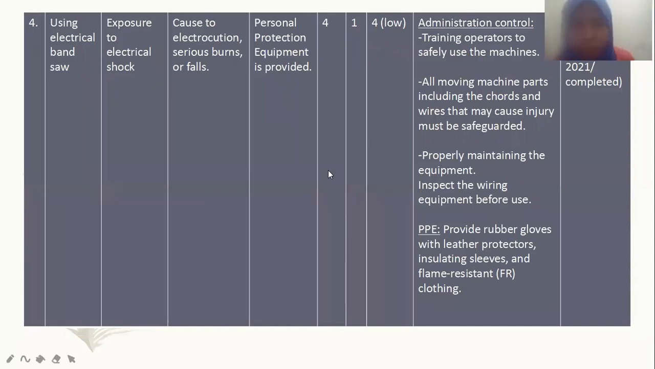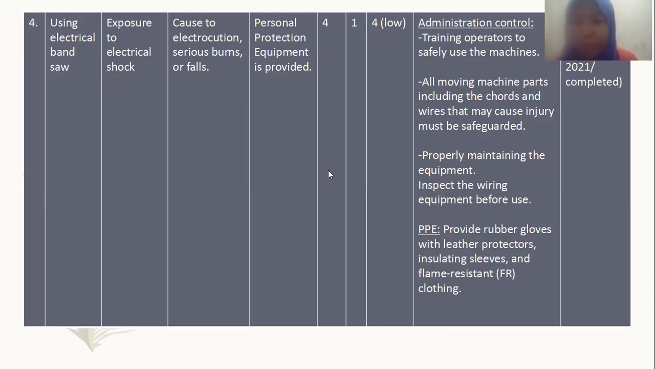Okay, so this is the last hazard that we identified, which is using an electrical bandsaw, with exposure to electrical shock that can cause electrocution, serious burns or falls. The existing risk control is that personal protective equipment is provided. The likelihood for this hazard is 4 and the severity is 1, so the risk is 4, a low risk hazard.